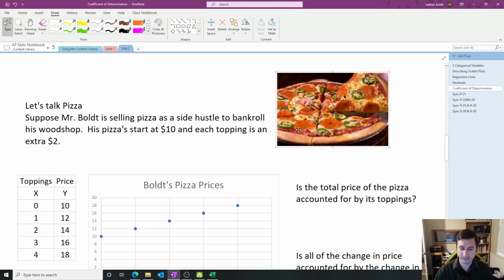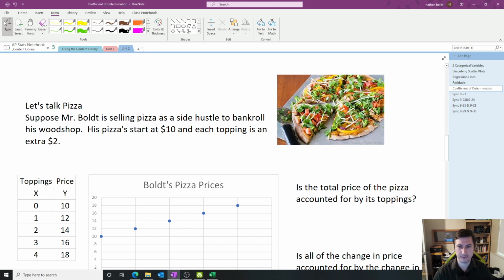We don't get to eat that kind of pizza. That's bad for you. There you go. We're eating nice, healthy pizza here. You got to get your veggies.